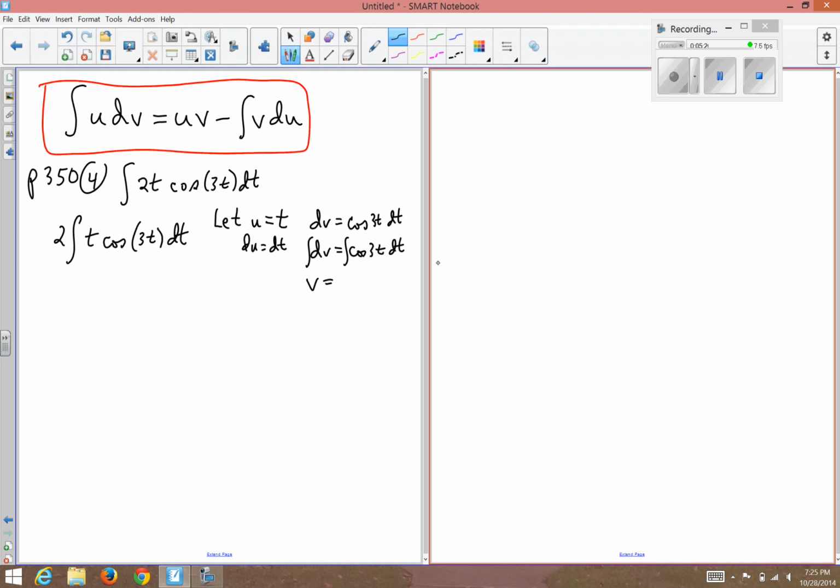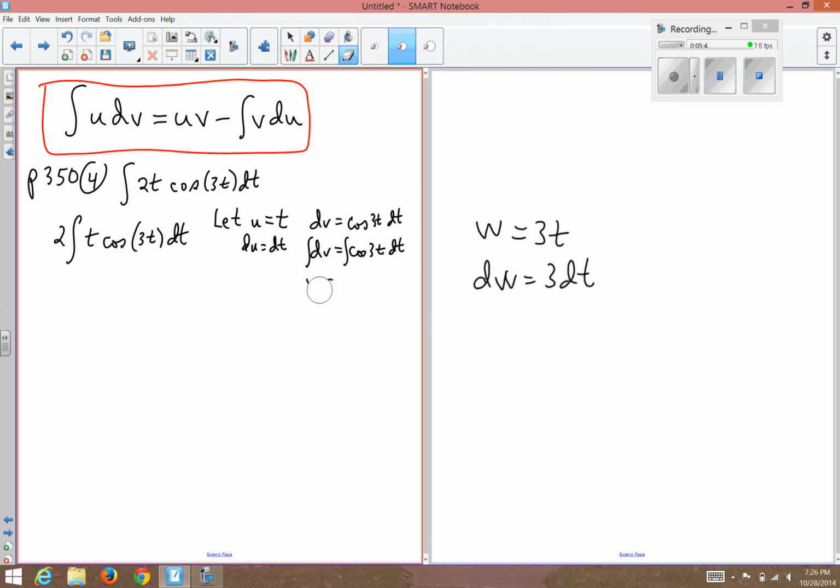So we go over to the side of this and say let w, since u was already used in this problem, we're going to let w equal 3t. Then the derivative of w, dw, would equal 3 dt, because the derivative of 3t is 3. That means over here, I need a little more room to show this. So the integral of dv, right here, this becomes just v.